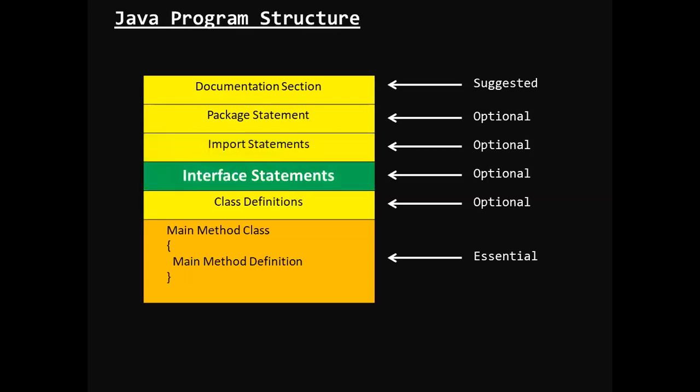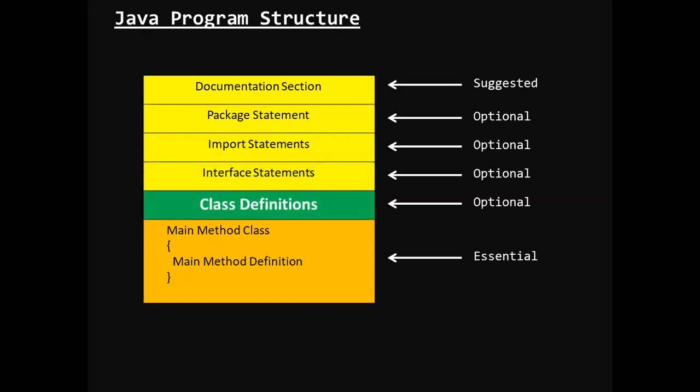Interface statements. An interface is like a class but includes a group of method declarations. This is also an optional section and is used only when we wish to implement the multiple inheritance feature in the program. Interface is a new concept in Java.